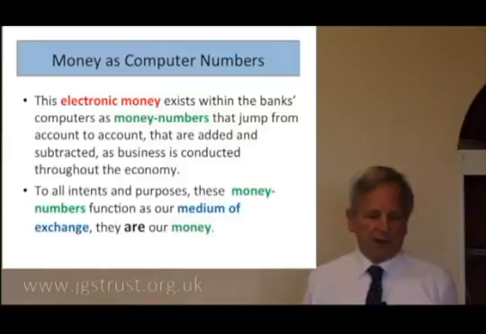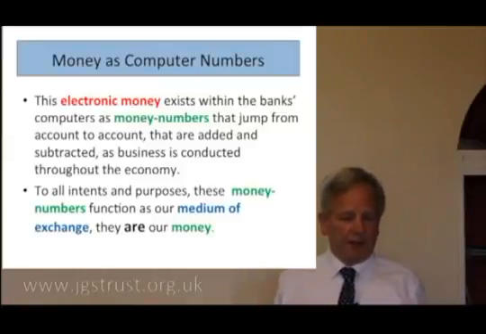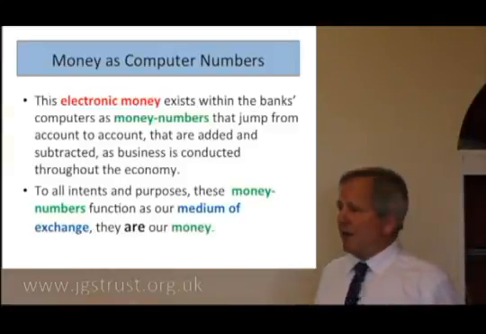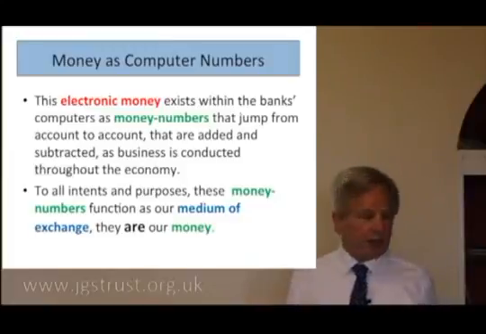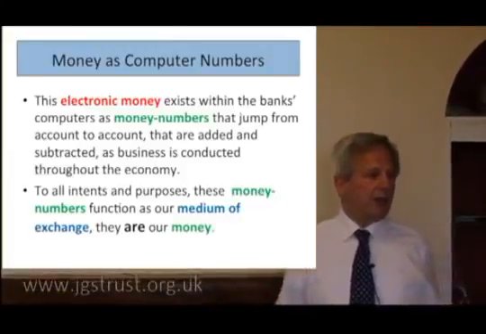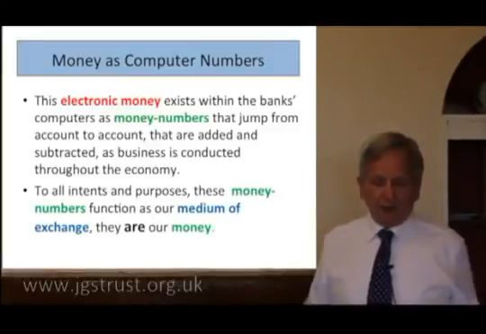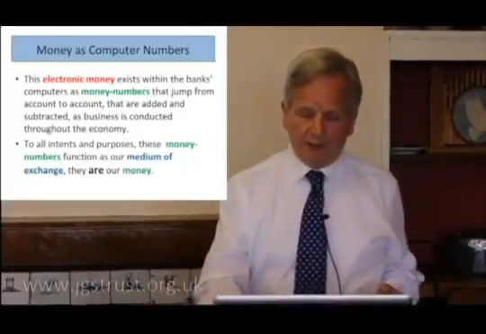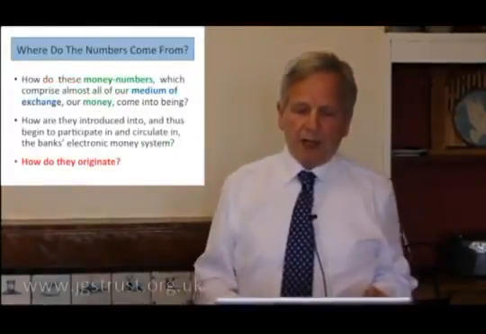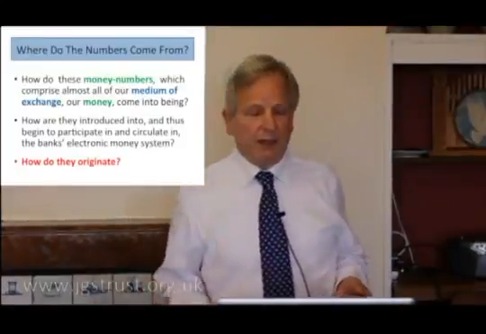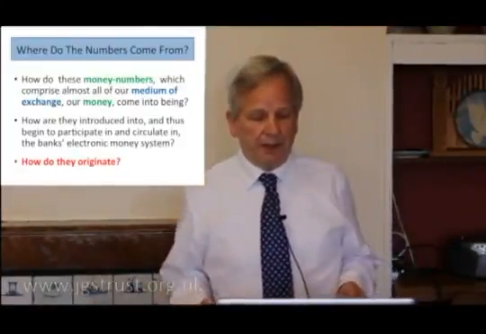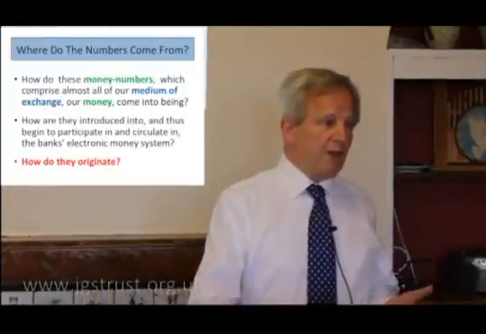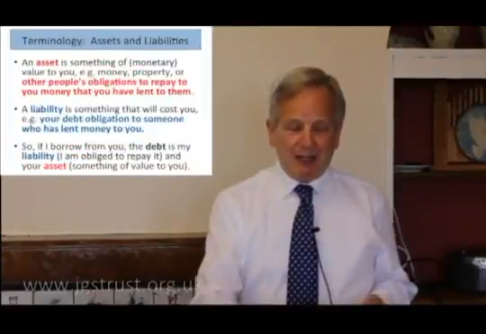However, the business, the economy, is conducted using electronic computer money, the digits that jump from one bank account to another. So stuff is bought and sold and so on. These money numbers, these numbers within the bank's computers, are our medium of exchange. It's what we use to run our economy, and in that sense they are our money supply. So the question then arises, how do they come into being? Where do they come from? How do they get into the computers? How do they originate? Most people in this room know the answer to that, but let's have a look.